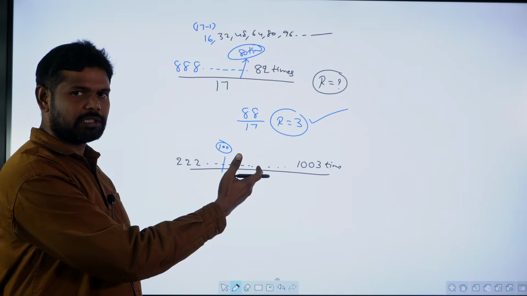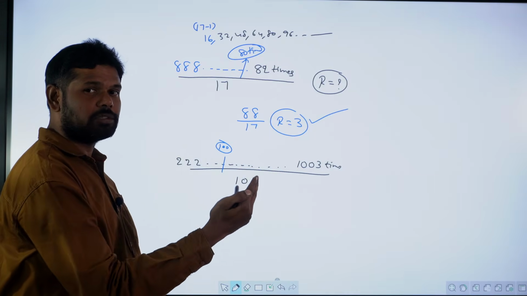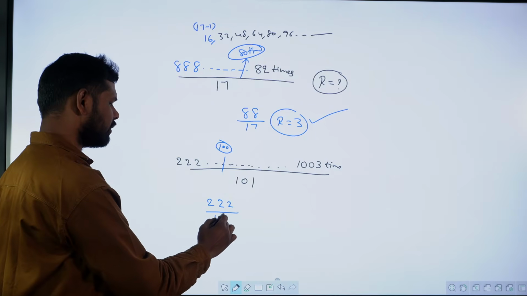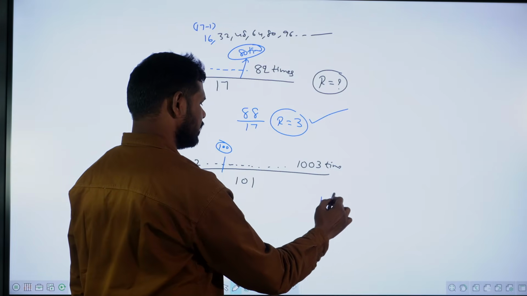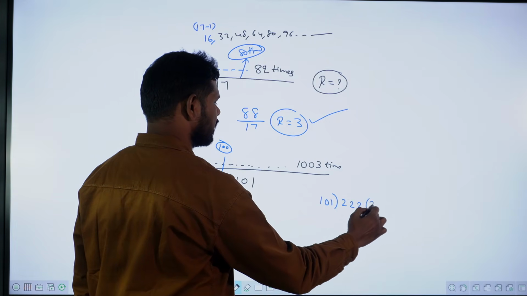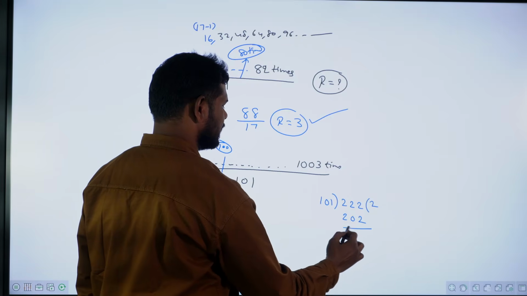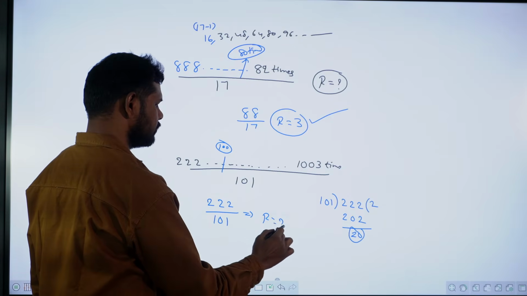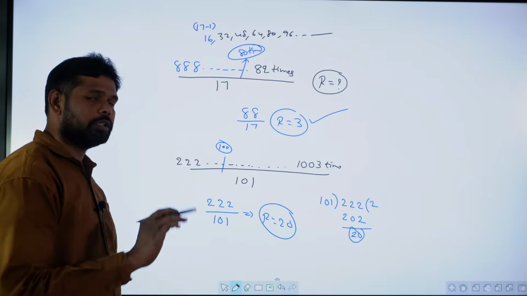How many extra times are there? 3 times. Which digit is repeated in those 3 times? 2. So 222 divided by 101. You divide that 222 by 101. 101 times 2 is 202. What is the remainder? 20. So like that you need to solve.